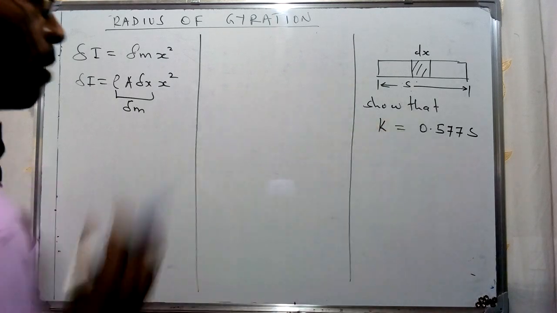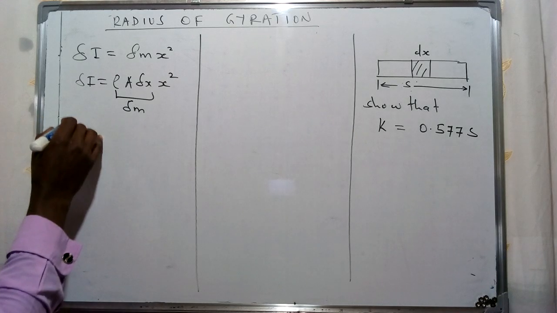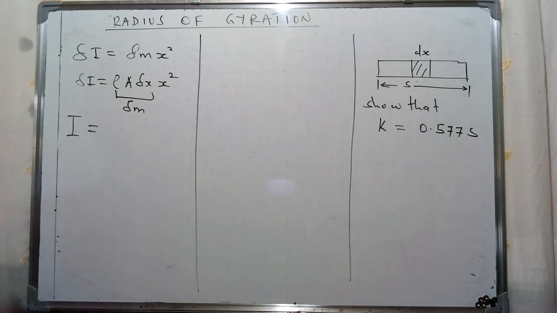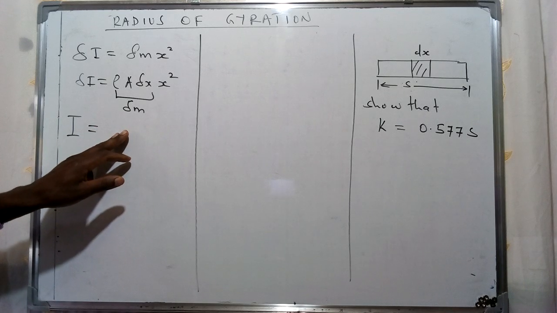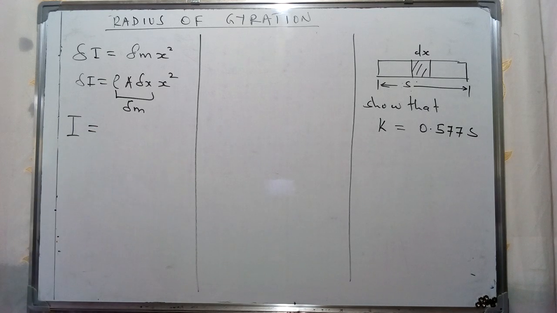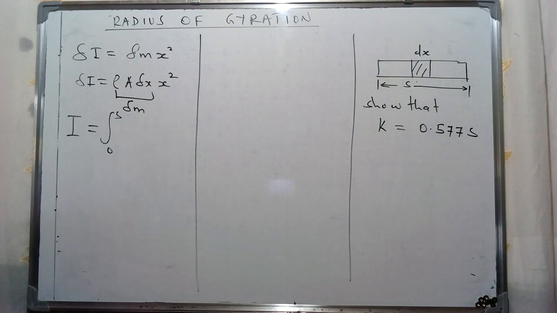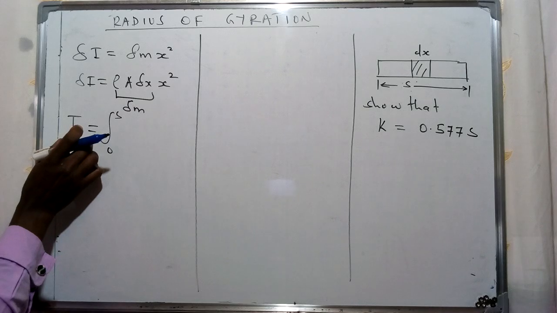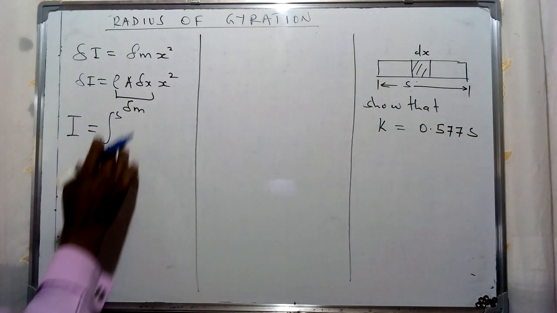Now, from the concept of the moment of inertia, we can find the radius of gyration from our previous discussion. So we're going to have this given in terms of the differential dx, and therefore we are going to perform our integration. The total moment of inertia will be given as the integral between 0 and s, as we have said.